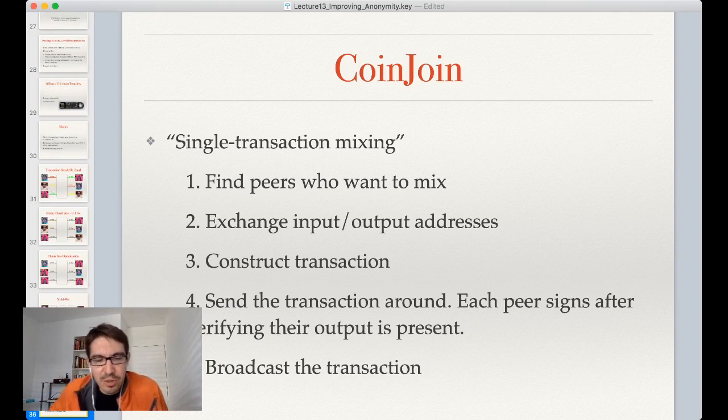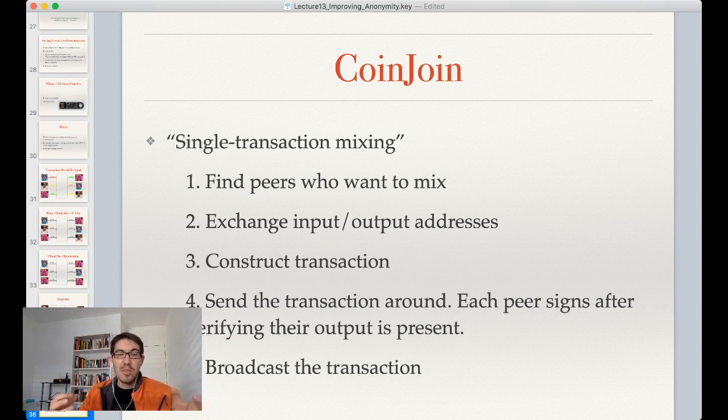So with all these issues, there is something like a mixer called a Coinjoin. Coinjoin is interesting. It's like single transaction mixing, so you don't have to worry about having someone else have control of your Bitcoin. The idea is you find other peers who want to mix, generally in an off-chain manner, exchange input-output addresses, and create a transaction with all of these around it. So you have one really large transaction that takes in a lot of transactions from different addresses, and makes one really big transaction out of it.